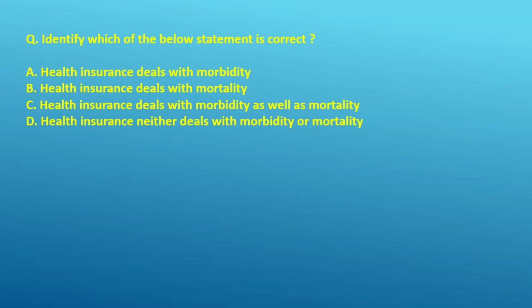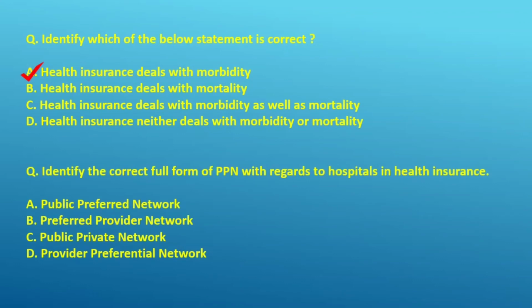Identify which of the below statement is correct. Answer is A. Health insurance deals with morbidity. Morbidity means illness. Health insurance is normally used for illness purposes. Next, identify the correct full form of PPN with regards to hospitals in health insurance. Full form of PPN is Preferred Provider Network. Actually, PPN is a network of hospitals authorized by the insurance company for cashless facility.